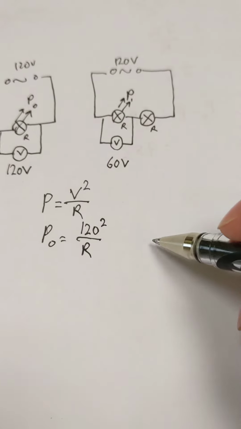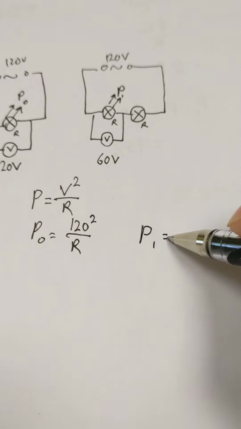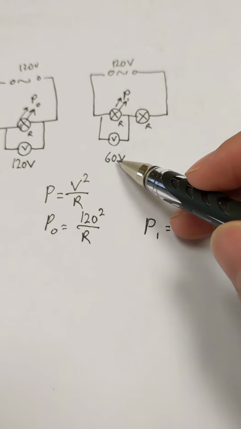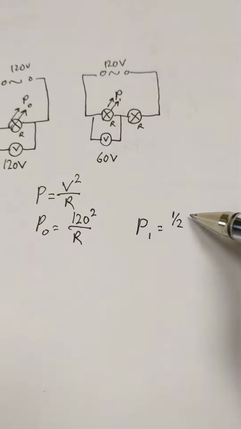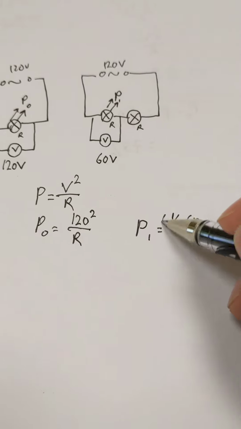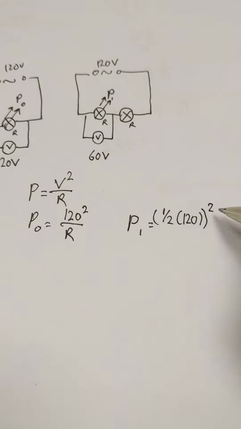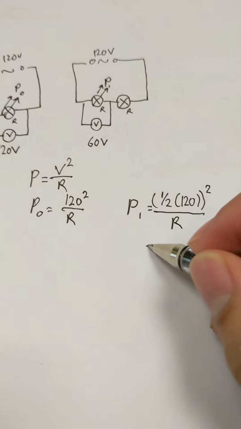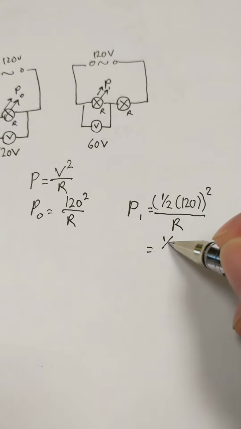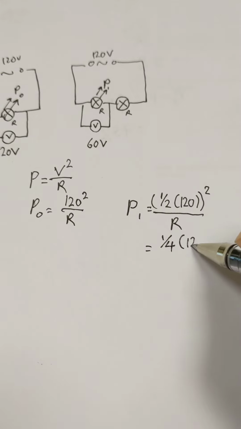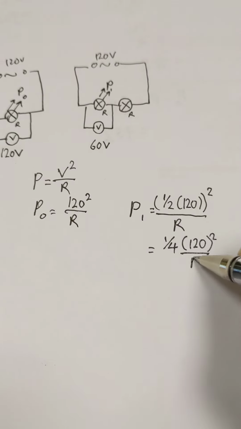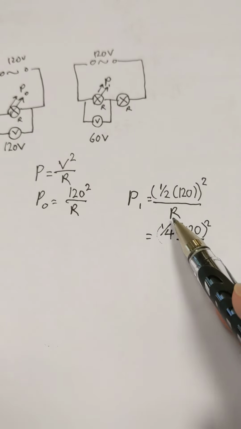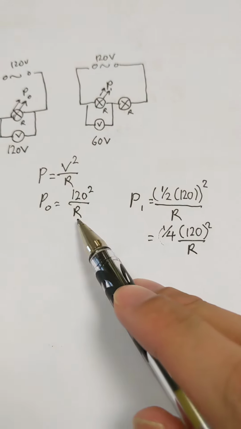How about P1? In this case, you notice that the voltage has been halved, right? So it's half times 120 volts, the whole thing squared, divided by R. And this gives us 1/4 of 120 squared over R. So you can see here that P1 is 1/4 of the original value, 120 squared over R.